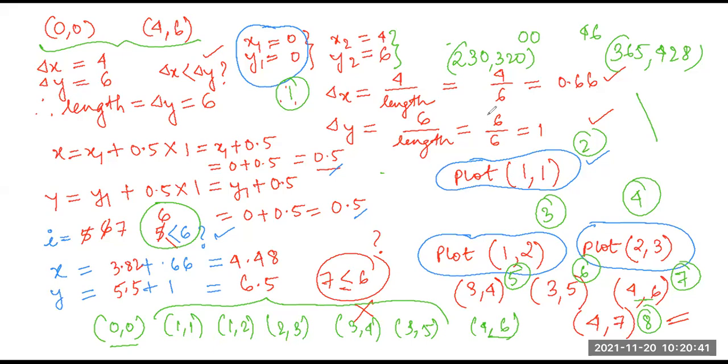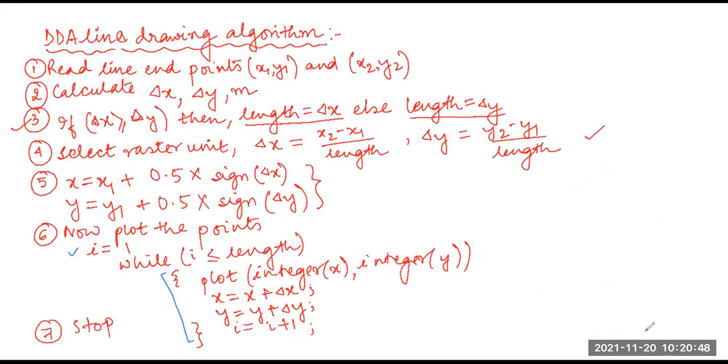Okay. Now, using the same algorithm, I will give you a sum: implement the DDA algorithm to draw a line from 0, 0 to 6, 6. One by one you will be doing it. You follow the same logic. The end points are x1, y1 as 0, 0 and x2, y2 as 6, 6.